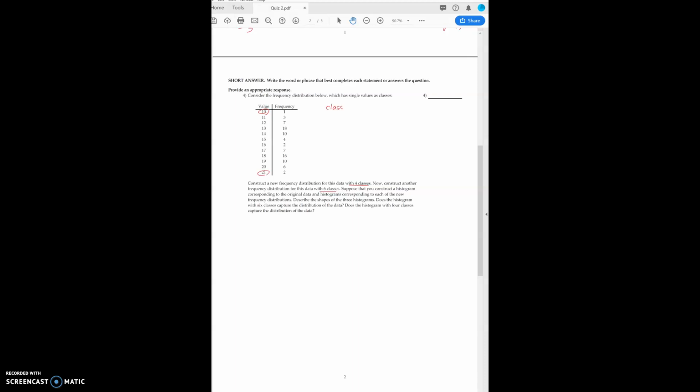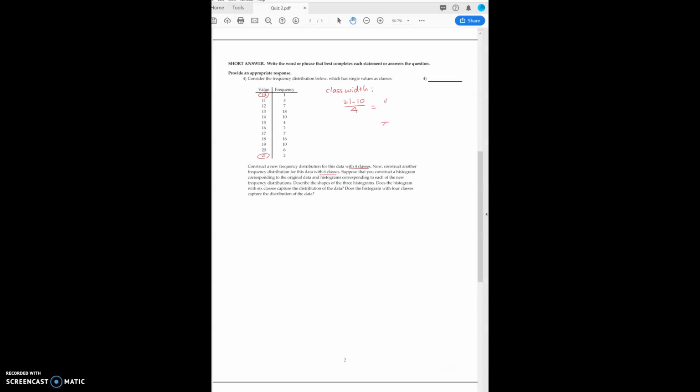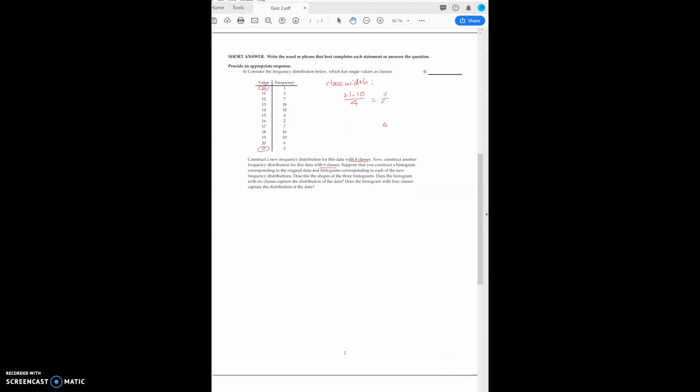For class width, if I want the 4-class one, I'm going to use 21 minus 10 divided by 4, which is 11 divided by 4, which is 2.75. So I'm going to round it to 3.